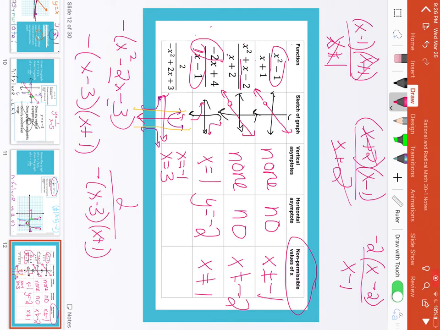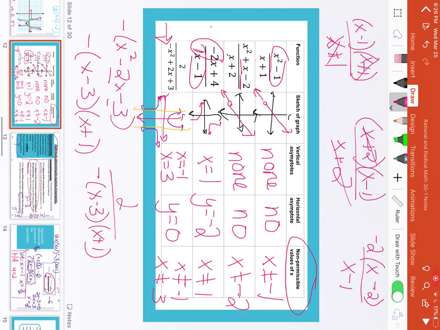The horizontal asymptote, in this case, the degree of the denominator is higher than the degree of the numerator, so my horizontal asymptote would be y equals 0. And then my non-permissibles would just be those vertical asymptotes. So x cannot equal -1, and x cannot equal 3. All right.